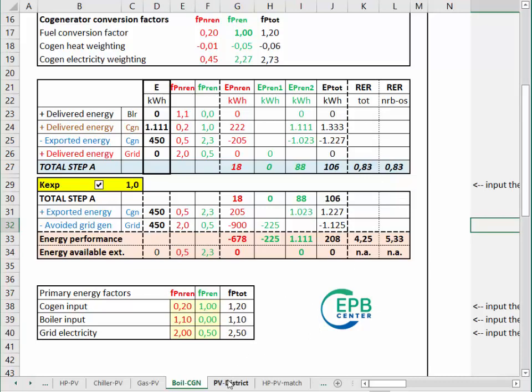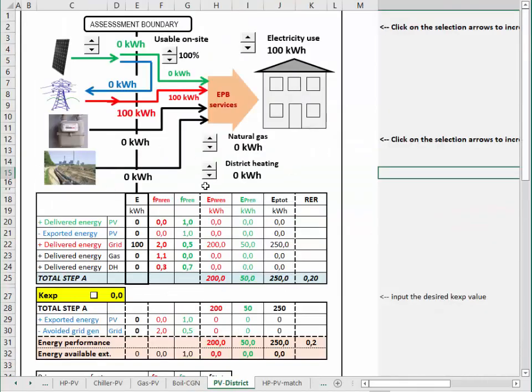The next sheet introduces two more concepts, the district heating and the matching factor. This sample building needs electricity and heat. The electricity can be provided by the grid, as shown now, or by an on-site PV panel. The heat can be provided by the boiler using gas or by district heating. You can specify independently how much heat is provided by natural gas and by the district heating. As shown, there is no exported energy because there is no on-site electricity generation.